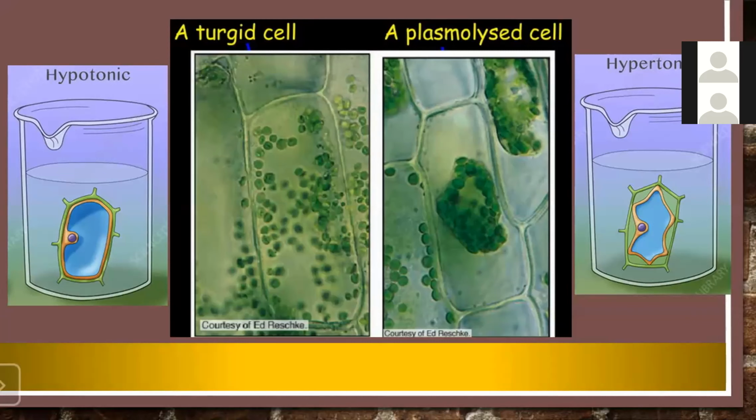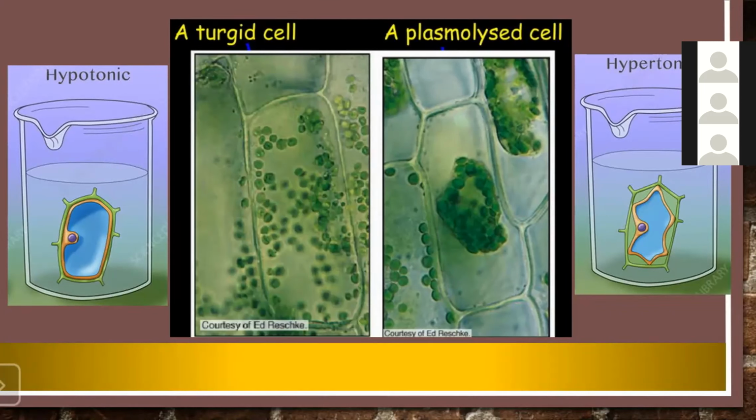How about the plasmolyzed cell? When does this occur in nature? This occurs especially in plants that lose a lot of water to their surrounding. And that is especially in those plants that are wilting. In dry seasons, plants wilt, meaning that they lose more water to the surrounding than the water that they gain from the soil.